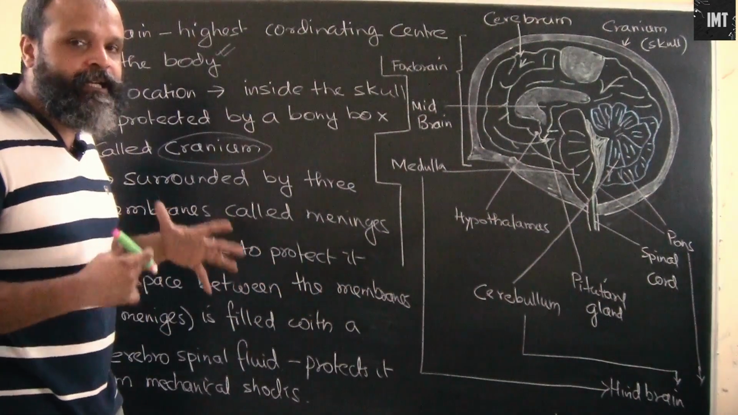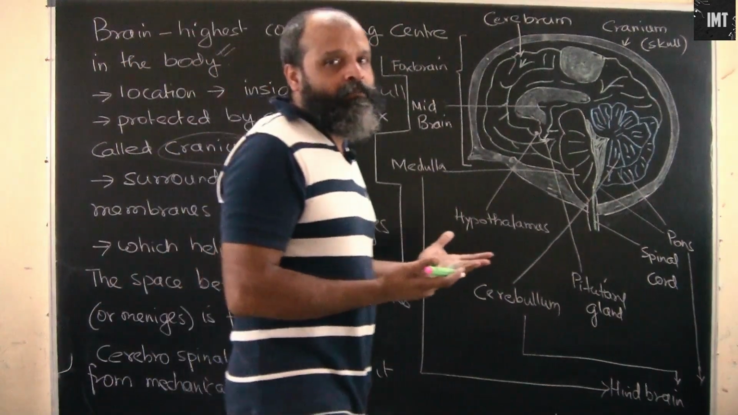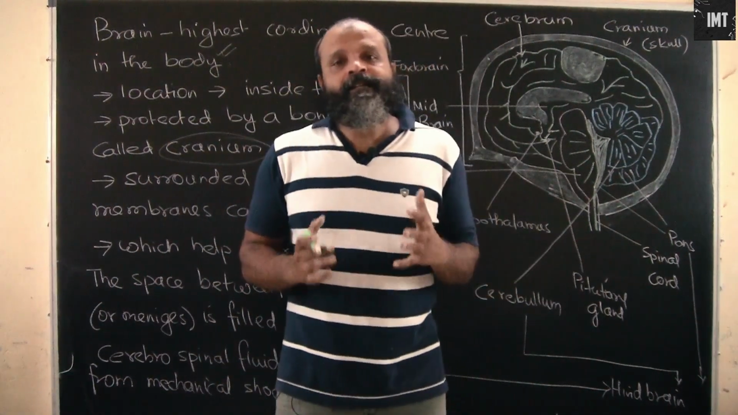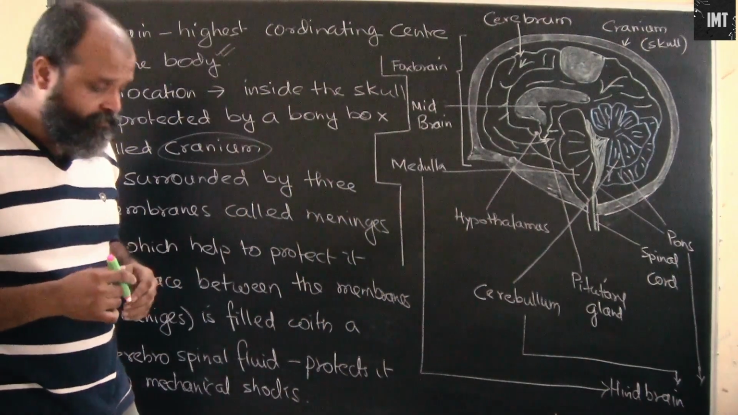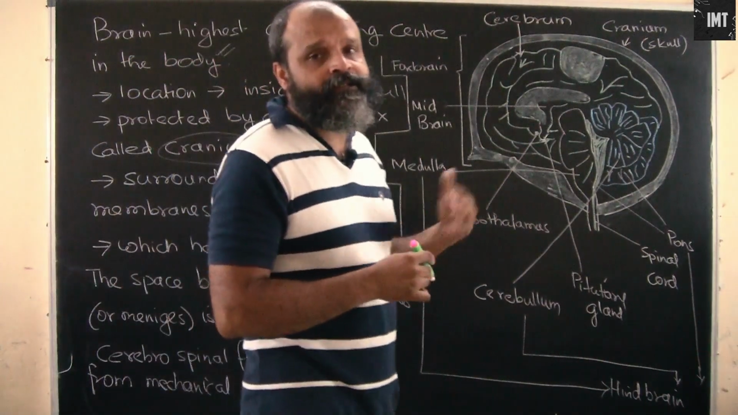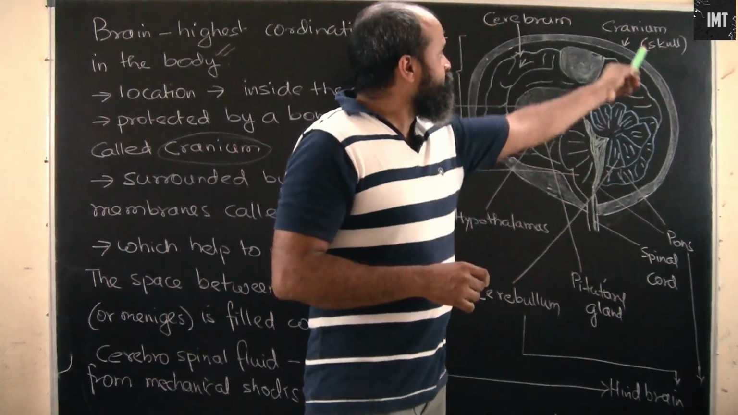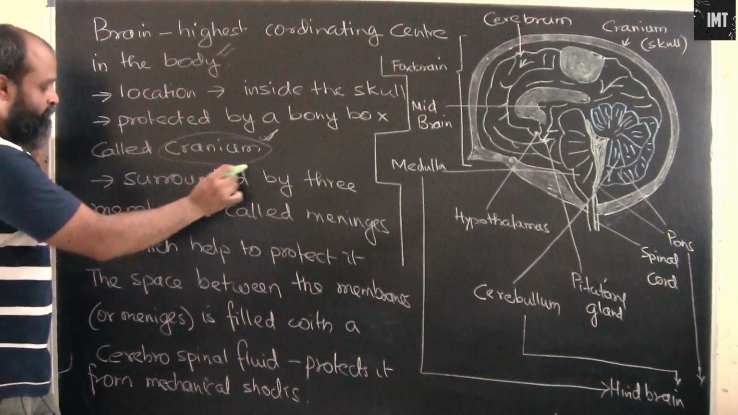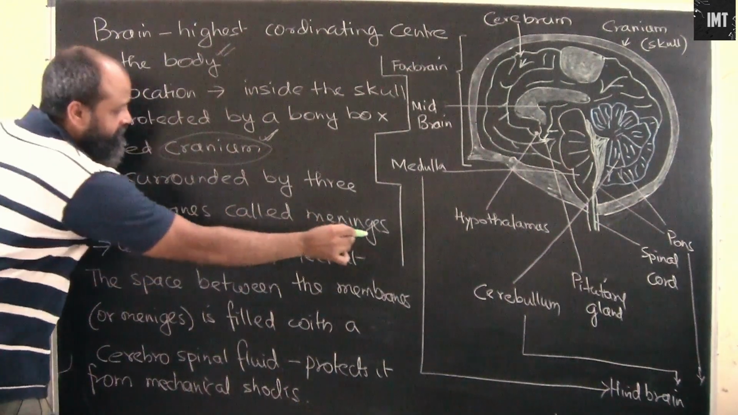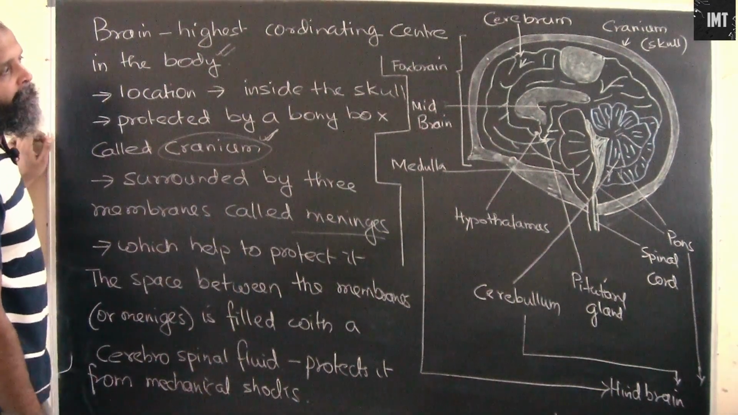The nerves which are located inside the head of our human body are basically cranial nerves. They are connected to the sensory organs like the tongue, eyes, ears, nose, etc. This is the cranium, the bony box, surrounded by three membranes called meninges.